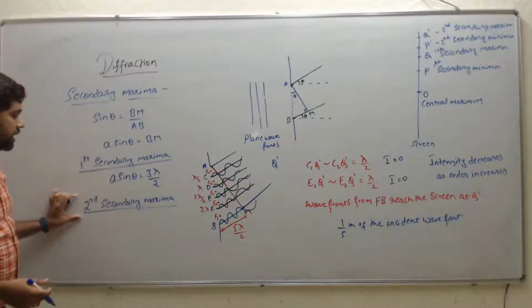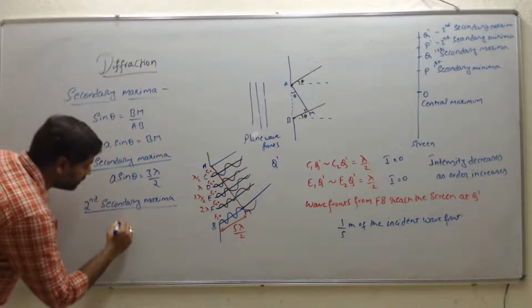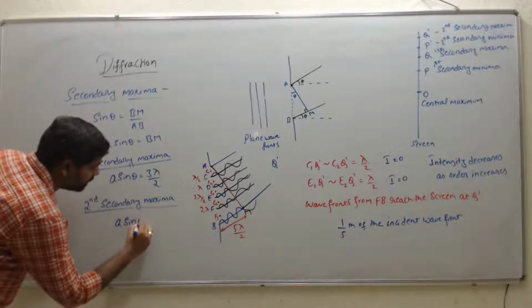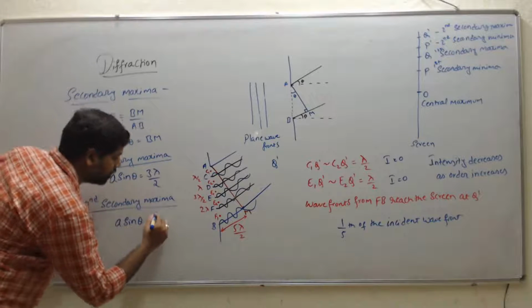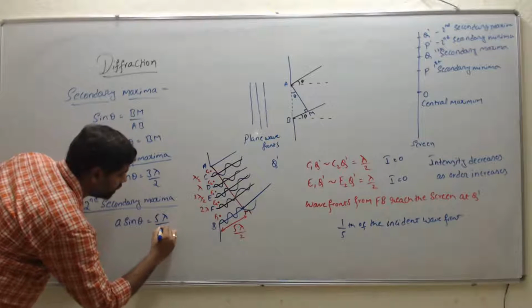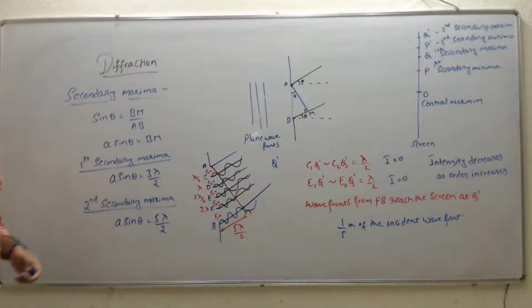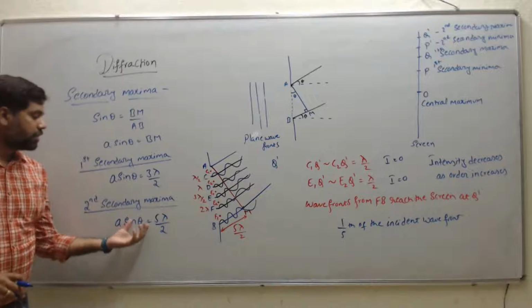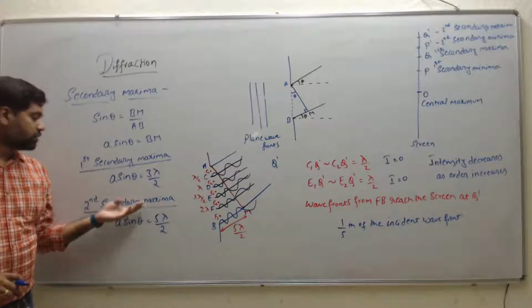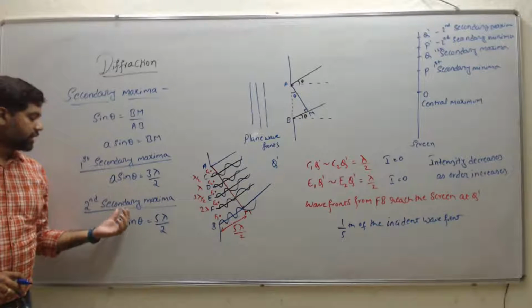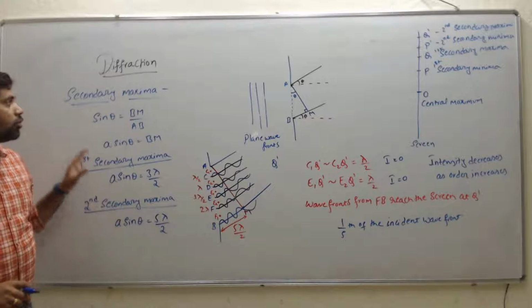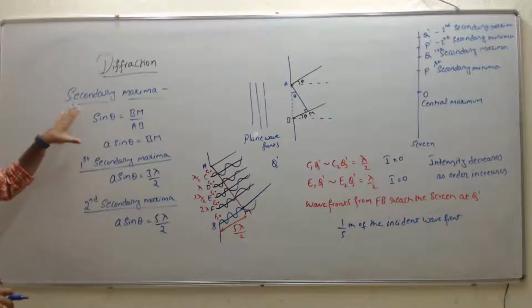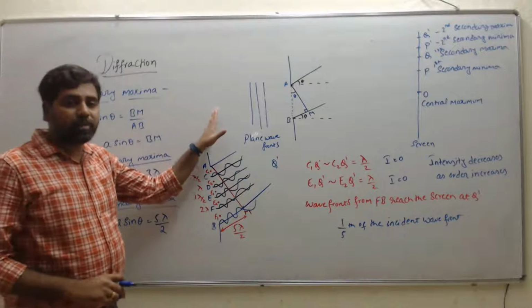Hence, if we write the condition for the secondary maxima, that is a sin theta equals Bm, so the Bm value is 5 lambda by 2, right? So here we get the intensity. Hence that one we call the secondary maxima. So this is about the secondary maxima. In the last class we discussed the secondary minima.